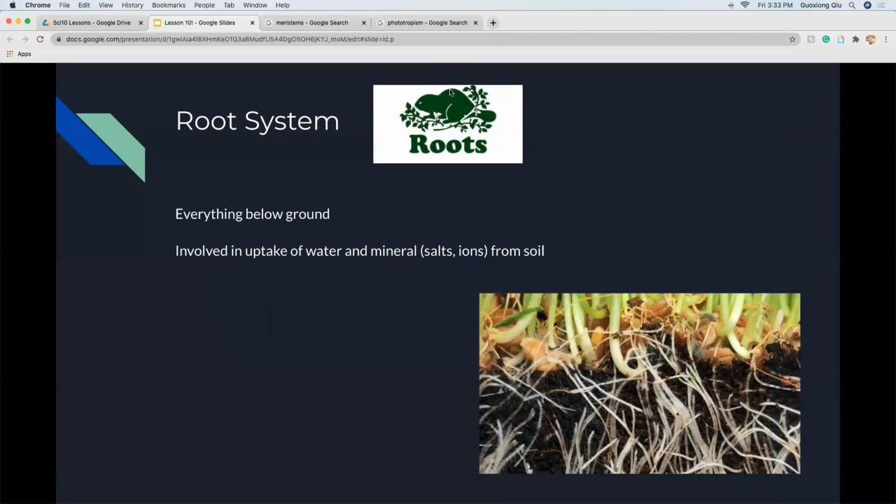Moving on, root system. In the previous lesson, I talked about how there were three main tissue types in plants: dermal tissue, shoot system, and root system. That's not really tissue. Okay, but root system, the opposite of shoot system, is everything below ground. It's exactly what it sounds like. It's roots. The role of the root system is to take in water for the plant and minerals, such as salts and ions from the soil.